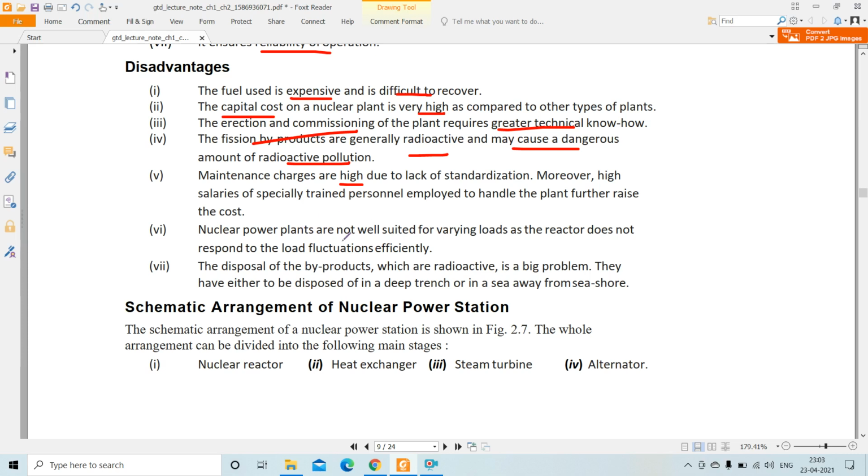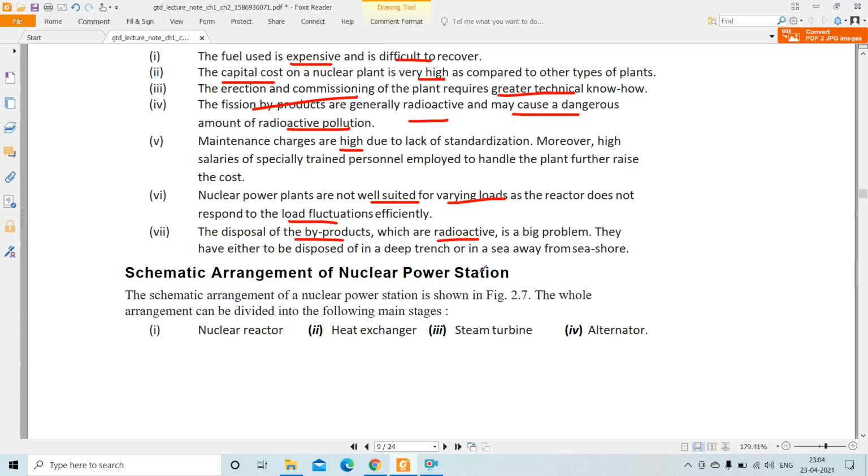So nuclear power plants are not well suited for varying load, as the reactor does not respond to load fluctuation frequently or efficiently, and the disposal of byproducts which are radioactive is a big problem. So these are the disadvantages of a nuclear power plant.